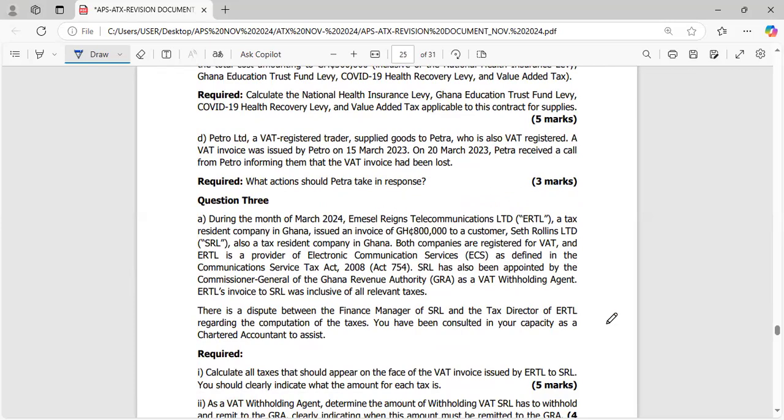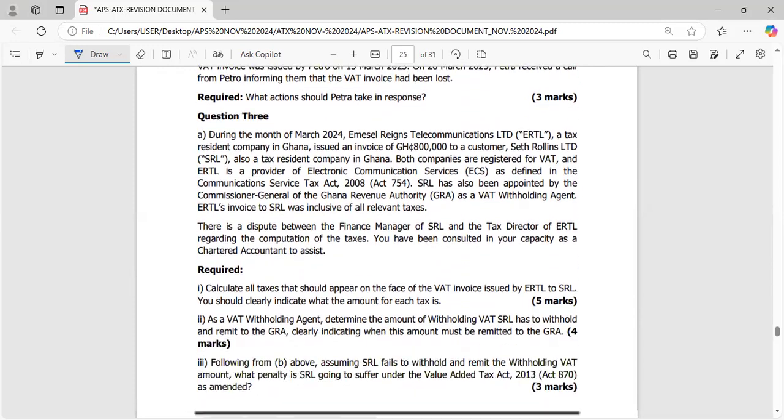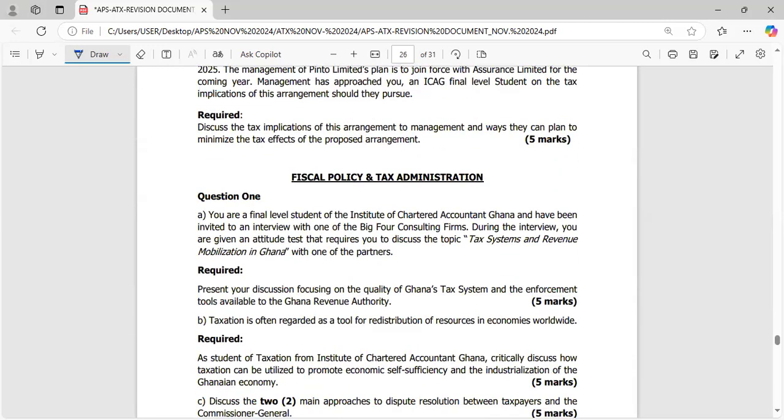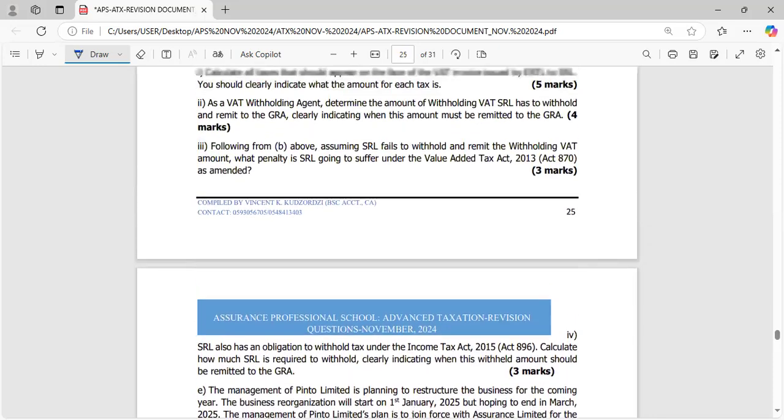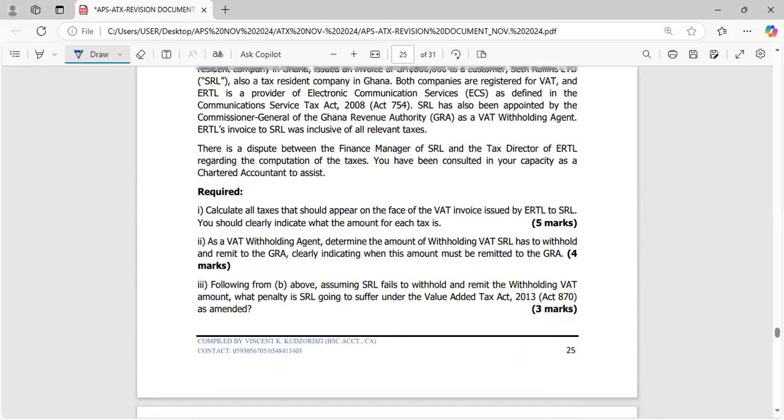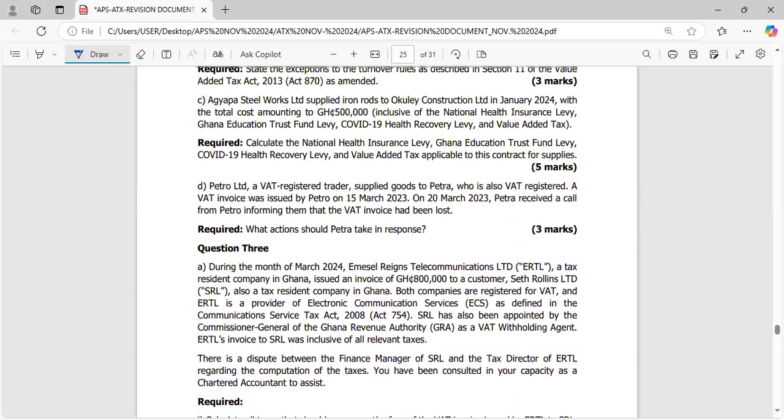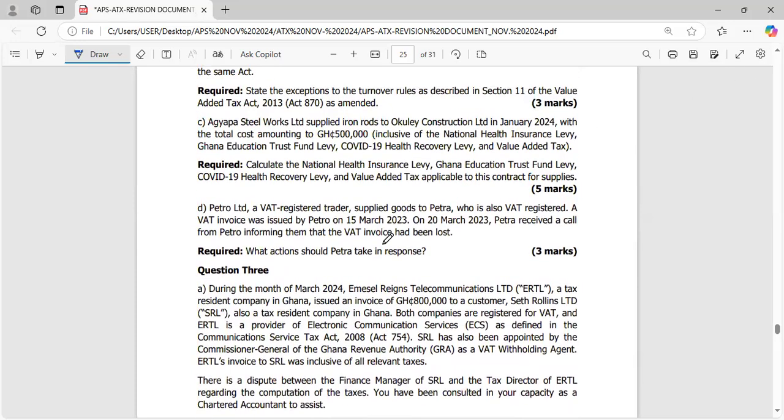What should be the action? You lost the VAT invoice and you inform the person that you bought the items from. So what actions will you take? Is it the VAT invoice in duplicate or in triplicate? So when you give out the original, the duplicate should be there, is that not it?